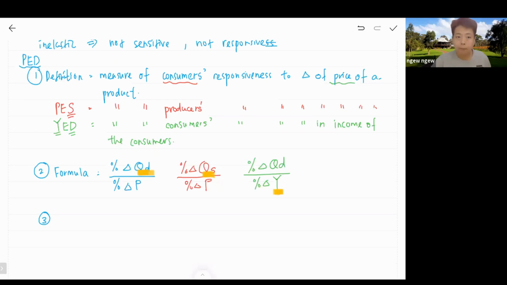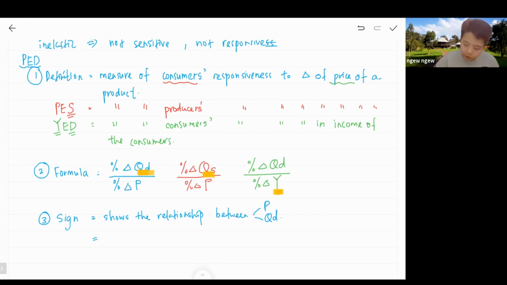Let's continue to step 3. After definition and formula, step 3 is understanding the sign. The sign of the PED value is basically showing you the relationship between the two variables. So if it is PED, it is a relationship between price and quantity demanded. So let's recall, while we learned the demand curve, we know that price and quantity demanded have an inverse relationship, which means when price rises, quantity demanded will fall. When price falls, quantity demanded will rise.